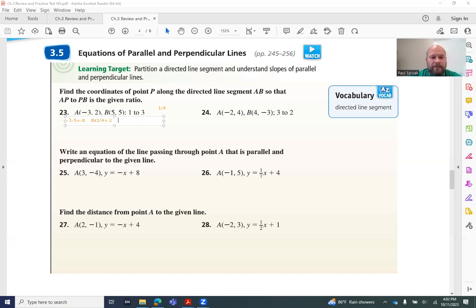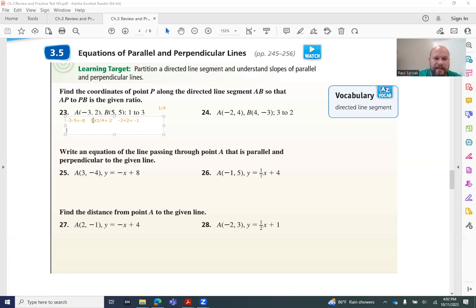Well, what do we do then? We take that and we add it to our original x. So our original x was at -3. We're going to go from -3, we're going to add 2, and that gives us a value of -1. So that's our new x coordinate. So our x coordinate is at -1.